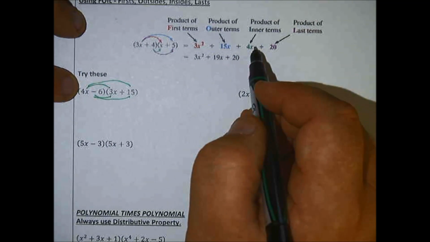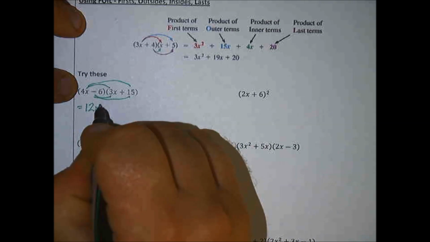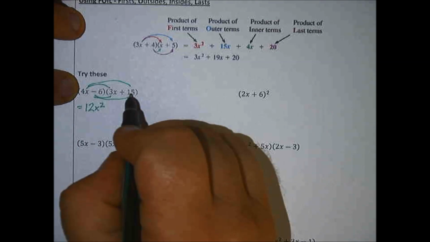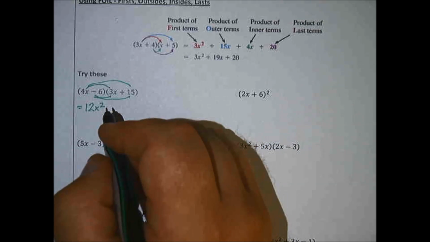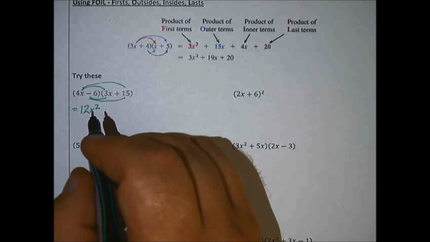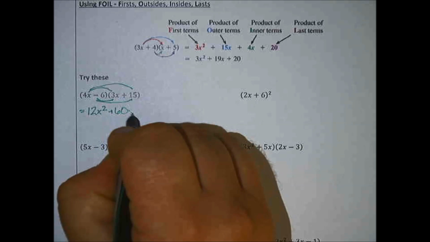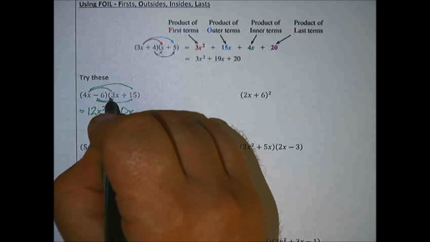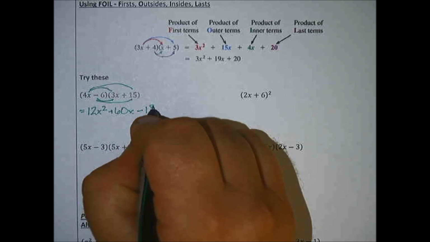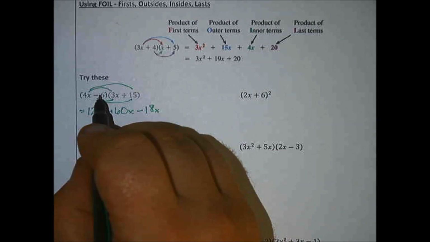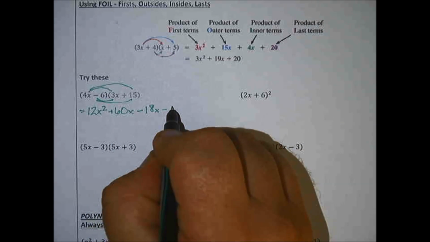So first times first. 4x times 3x is 12x squared. Outsides, 4x times 15 is 60x. Then insides, or the ones that are closest to each other, negative 6 and 3 is negative 18x. And negative 6 and 15 is a negative 90.